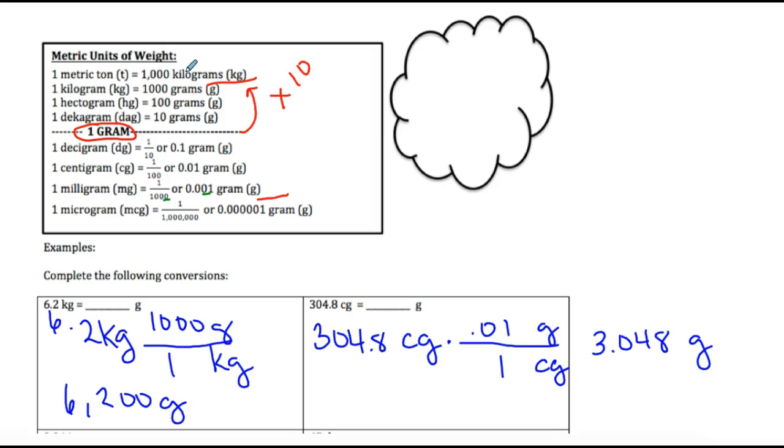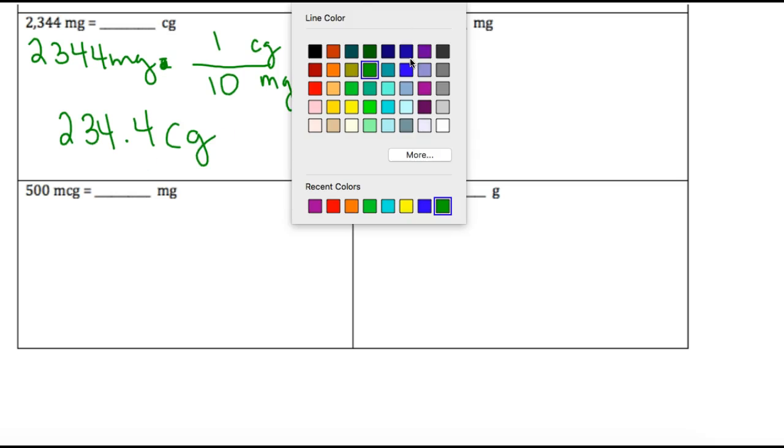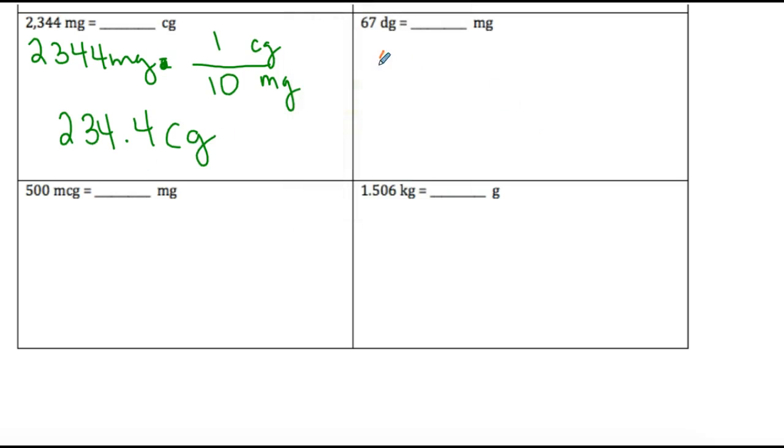Okay, so dg. So if we look at dg, dg is a decigram. That means it's a tenth. And we're trying to then go down to a milligram. So if this is a tenth, and I divide by 10, I get to 100th, and if I divide by 10, I get to 1,000th, which is what milli stands for. It's not million, it's 1,000. So let's go ahead and take a look at this.